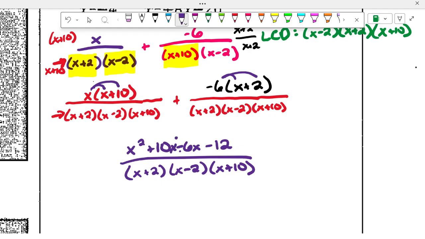Oops, I forgot the x right here. Combine my like terms, which are just the two x's. So this would be x squared plus 4x minus 12 all over that common denominator.